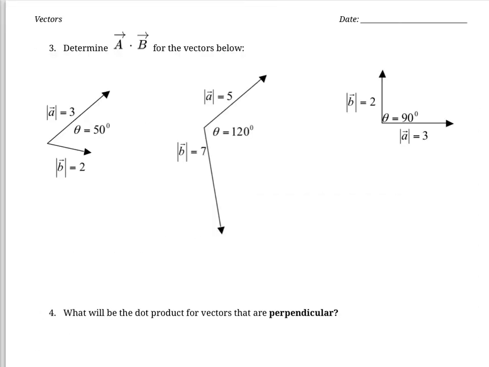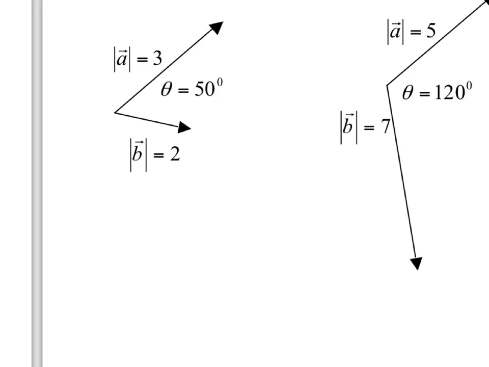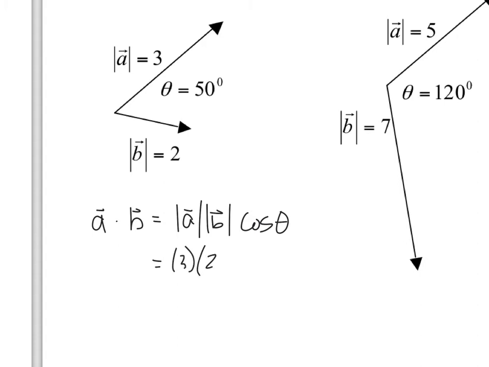So in this next example, we're given three pairs of vectors, and we're asked to determine what A dot B would be for these three sets of vectors. So again, if we use that relationship, we'll start with the first one: A dot B is equal to the magnitude of A, magnitude of B, cos theta. We can just plug in those three things, no problem. The magnitude of A, it tells us, is 3. The magnitude of B, it tells us, is 2. And theta, it says, is 50 degrees.